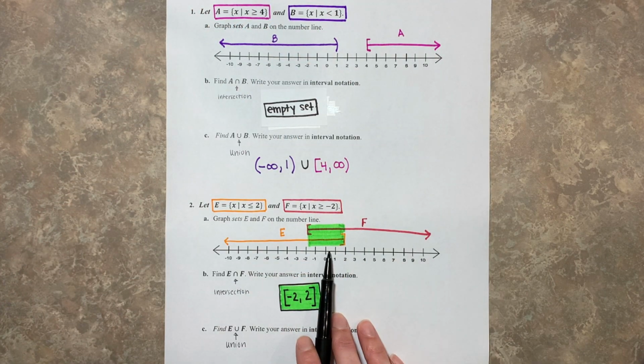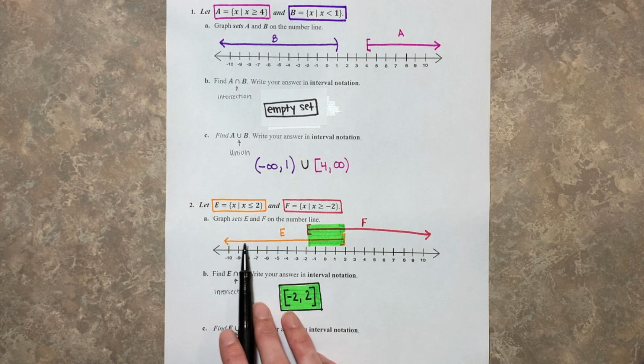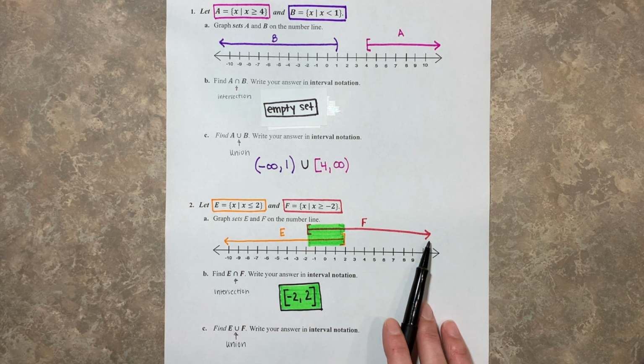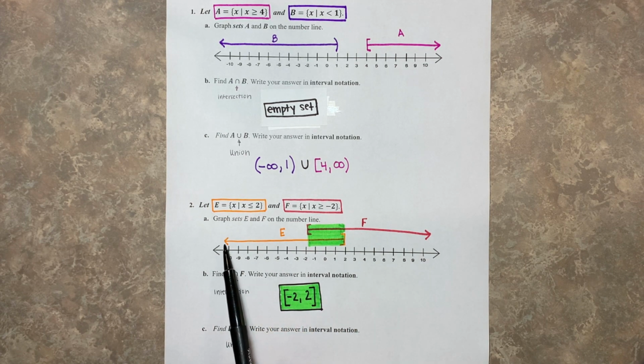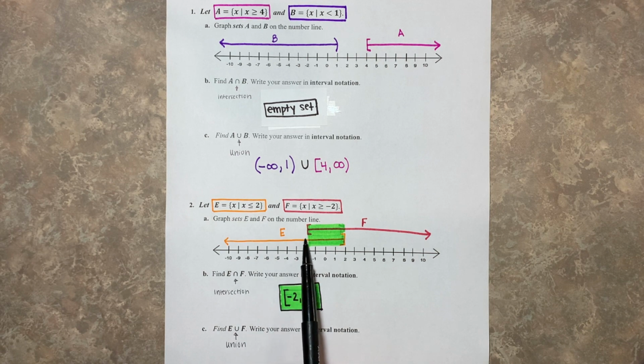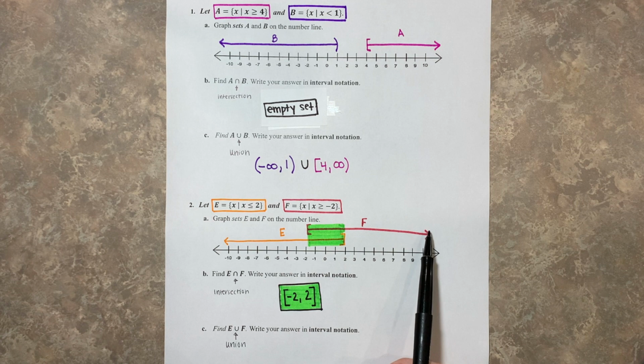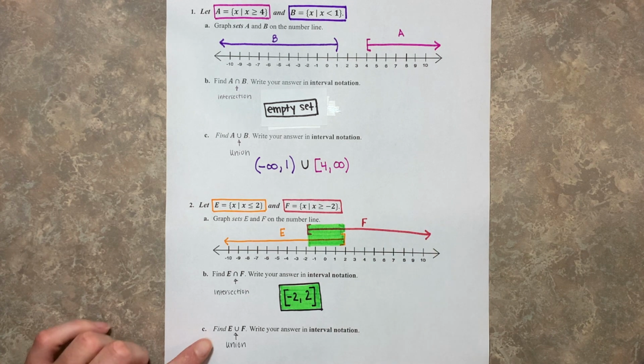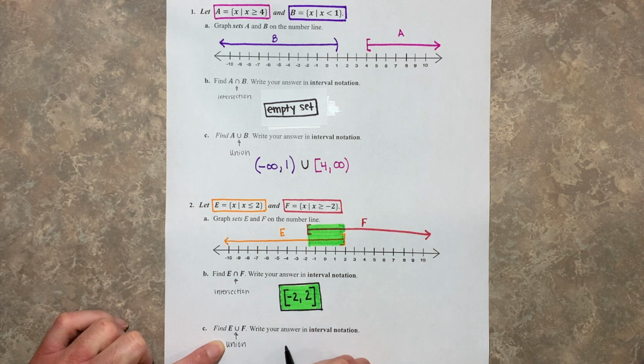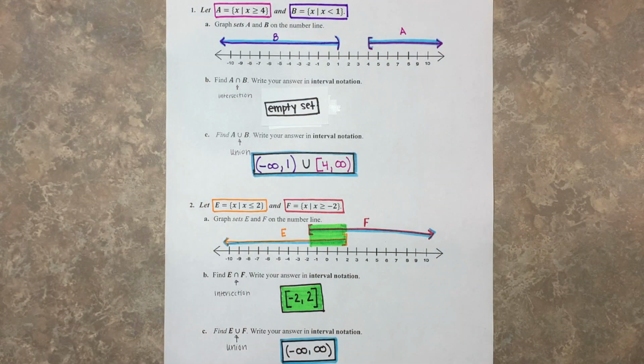Notice here there's no gap. In fact, the entire number line is covered. If we're tracing all of the numbers in set E, as well as all of the numbers in set F, we never have to pick up our pen. The whole number line is covered. So if your whole number line is covered with no gaps, we describe the union as being from negative infinity to positive infinity.